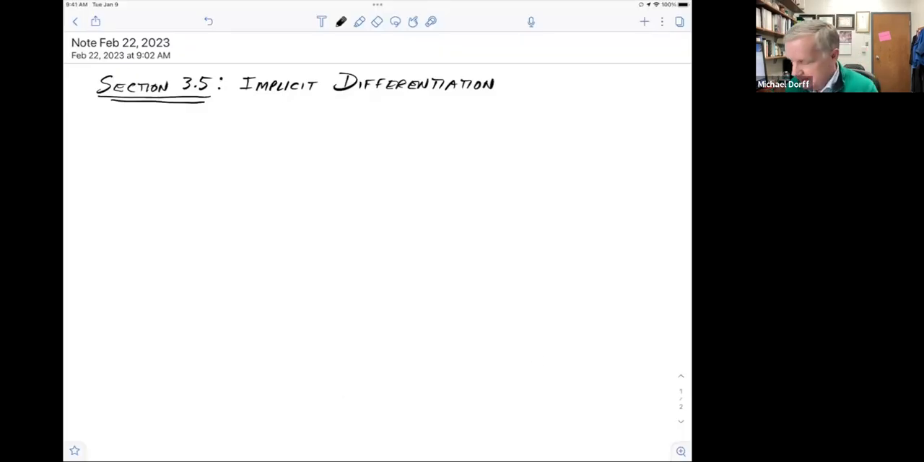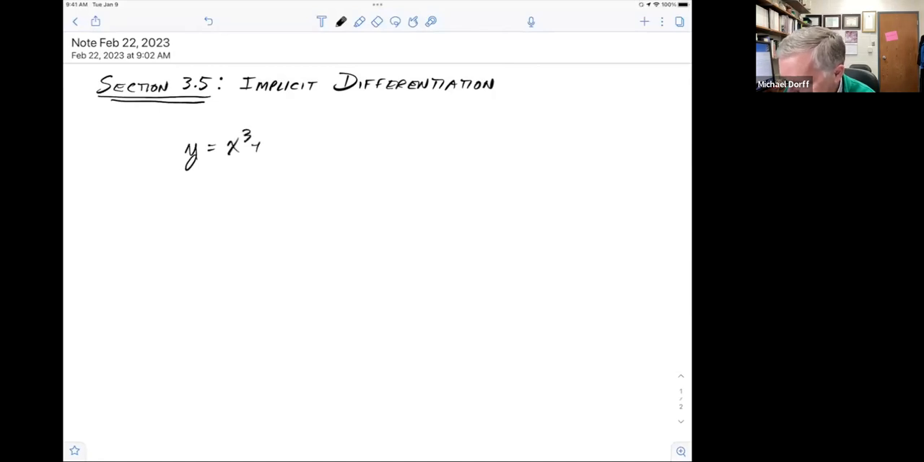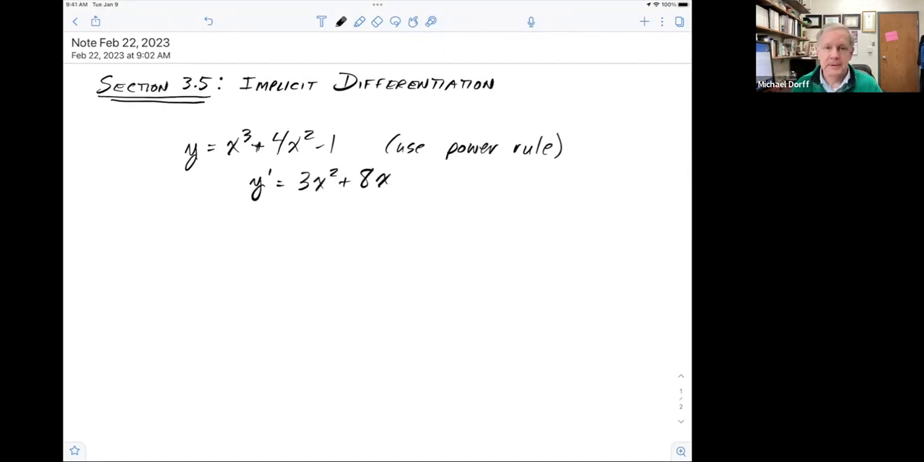So what is implicit differentiation? Well, what types of differentiation have we been doing so far in calculus class? We've seen functions that look like y equals x cubed plus 4x squared minus 1. And we can take the derivative of that by doing the power rule. For example, I'll just show you. So we're going to use the power rule here. And we're all familiar that the derivative of that would be 3x squared plus 8x. And that would be the derivative.